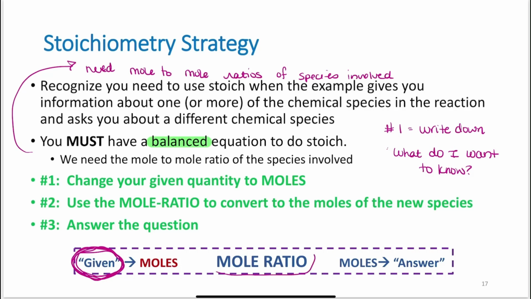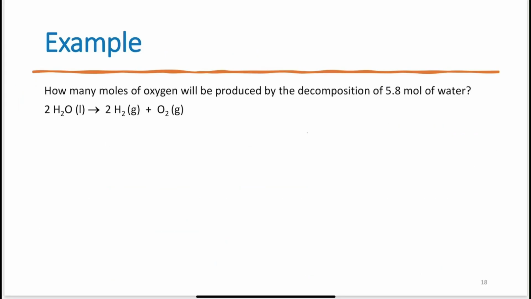From there, you're going to use your mole-to-mole ratio to convert between different species. And then once you've got to the correct species you want, you can take those moles and convert back to the answer you desire. We're going to do 3 examples here. So example 1: how many moles of oxygen will be produced by the decomposition of 5.8 moles of water?